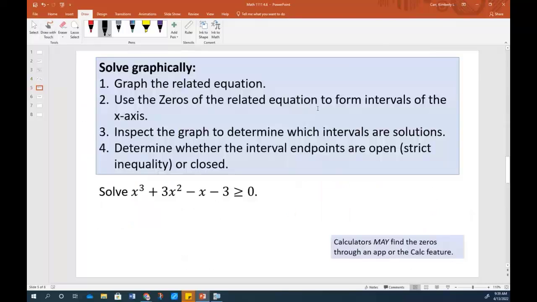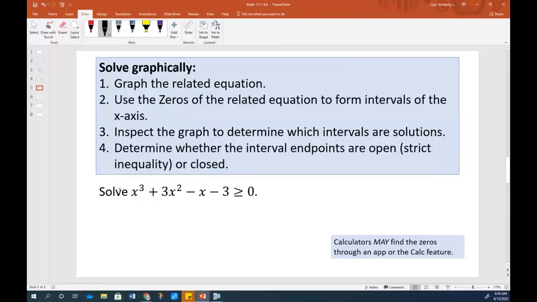So when we solve graphically, we are going to graph the related equation. And then we will use the zeros of the related equation to form intervals of the x-axis. And then we will look, this says inspect, that just means look at the graph to figure out which ones are solutions. Now, how will you do that? If it's supposed to be greater than 0, any section that is above the axis is a solution. And then we determine if it's open or closed in the exact same way.